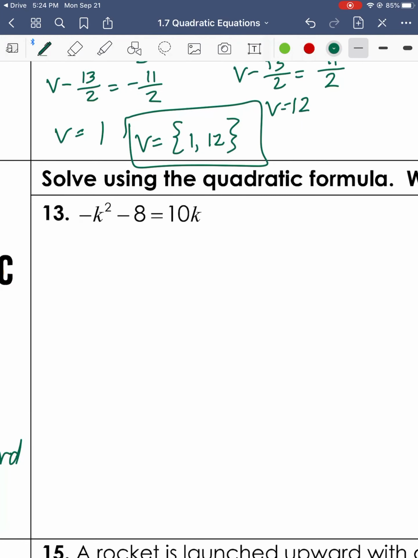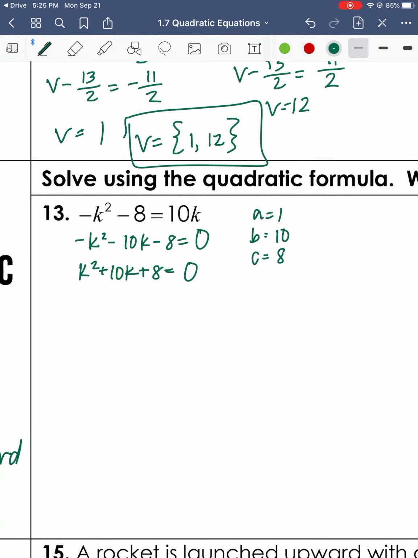Okay, so let's look at this one here. First is to write it in standard form. Let's just get everything on one side. So we'll subtract 10k from both sides. We get negative k squared minus 10k minus 8 is equal to 0. We want to get rid of this negative here, so let's just multiply both sides by negative 1. That keeps the equation true, and it basically just changes all of the signs on the left side. So we have k squared plus 10k plus 8, and 0 times negative 1 is still 0.